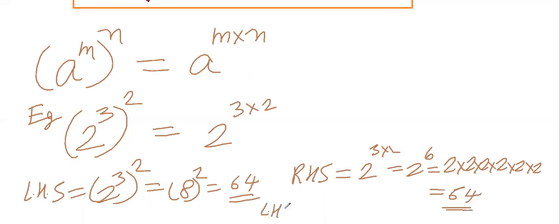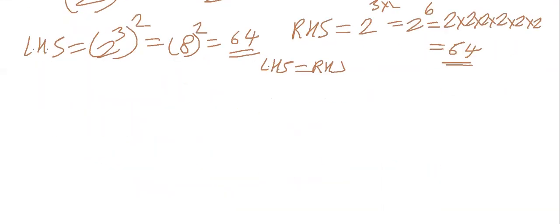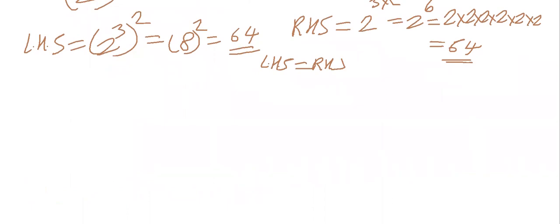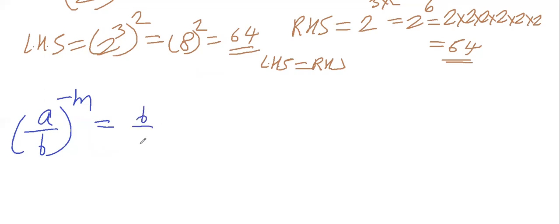That means my left hand side is equal to right hand side. Okay, similarly we have many versions of the same exponential law which I have explained to you earlier. What is that? (a/b) to the power of minus m, this you can write as (b/a) to the power of m.